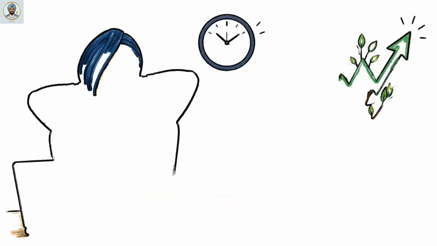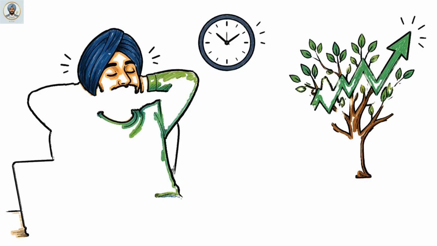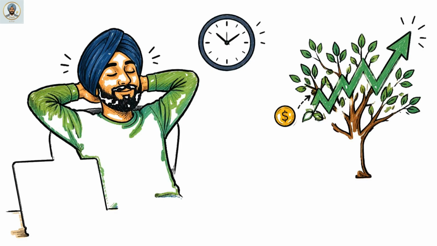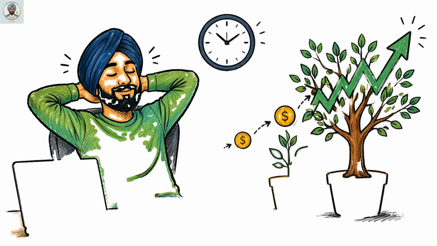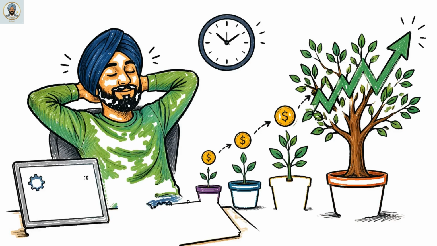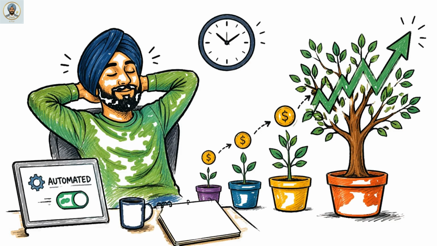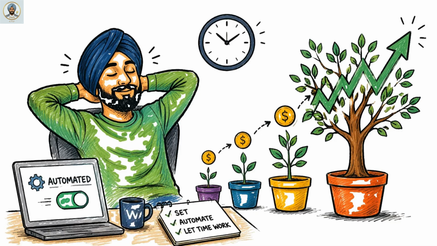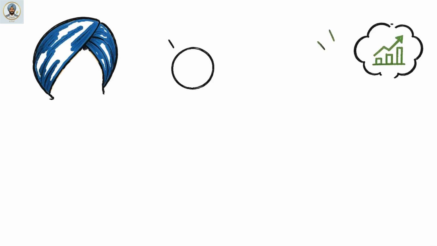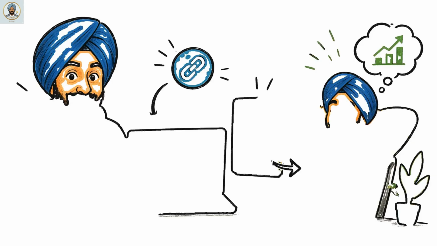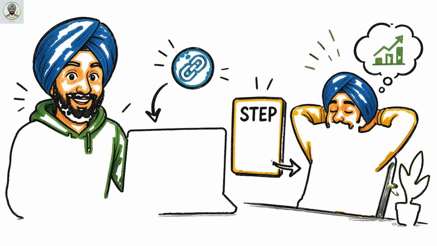But the biggest advantage is psychological. It removes emotion from investing. You stop trying to time the market, you stay consistent, and your investments keep growing in the background. Set it, automate it, and let time do the heavy lifting. And if you want a full breakdown comparing dollar cost averaging strategies, I've made a dedicated video on that too.